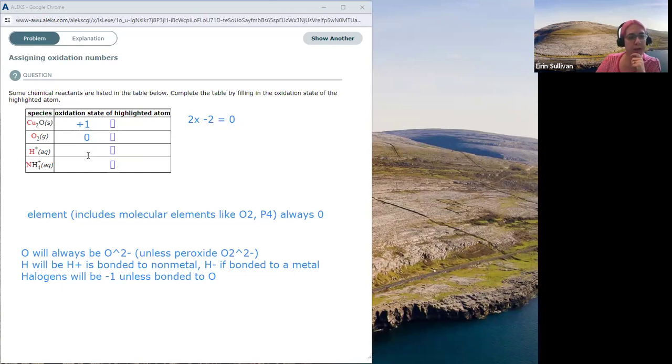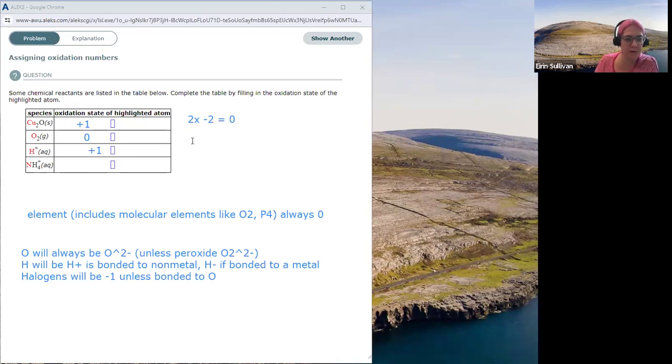Okay, H plus is a cation, it's +1. NH4 plus, we're going to have to work it out. So hydrogen, if it's bonded to nitrogen, is going to act like the metal, okay? Because hydrogen, if it has to, it's going to form like a cation.